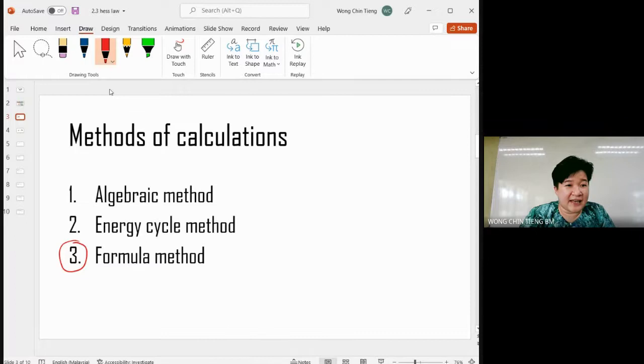Saya akan ajar yang paling senang dulu. Algebraic method kita akan tengok esok malam. Energy cycle kita akan tengok esok malam. Jangan risau. Okay. Saya nak pergi kepada formula method. The formula method means dia kena ada formula lah.